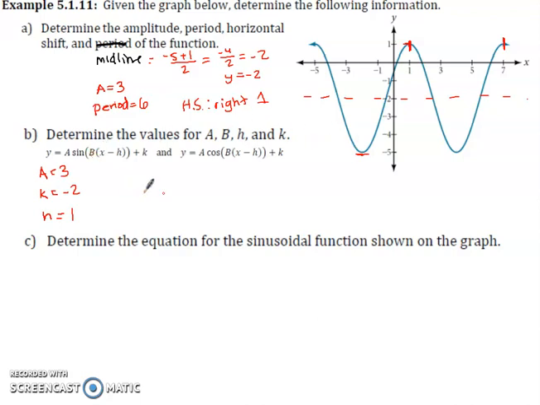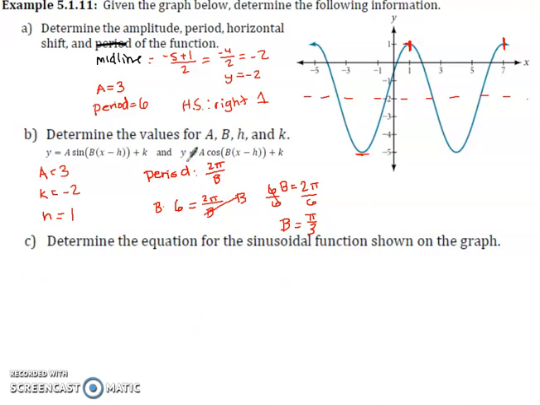Now I need to find my b value. We have talked about our period formula being 2 pi divided by b. B is how many cycles you complete in that 2 pi period. Well, my period is 6, so that means that I have 6 equaling 2 pi over b. And solving for b, I will multiply both sides by b to get 6 times b is equal to 2 pi. To solve for b, I will divide by 6 and then reduce that fraction on the right. So b is equal to pi over 3.